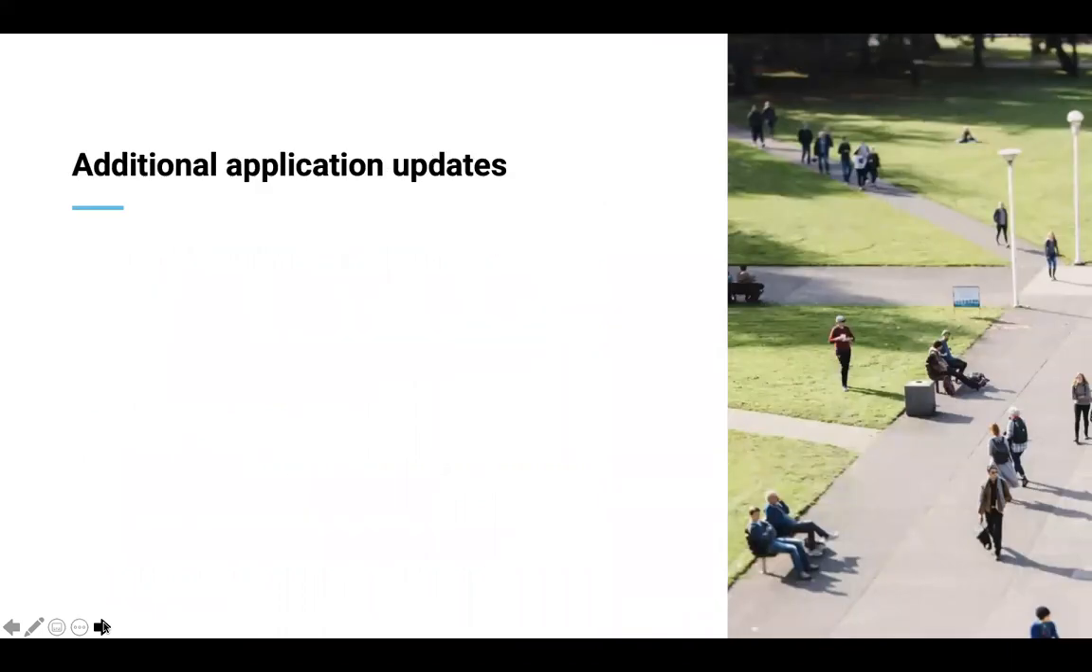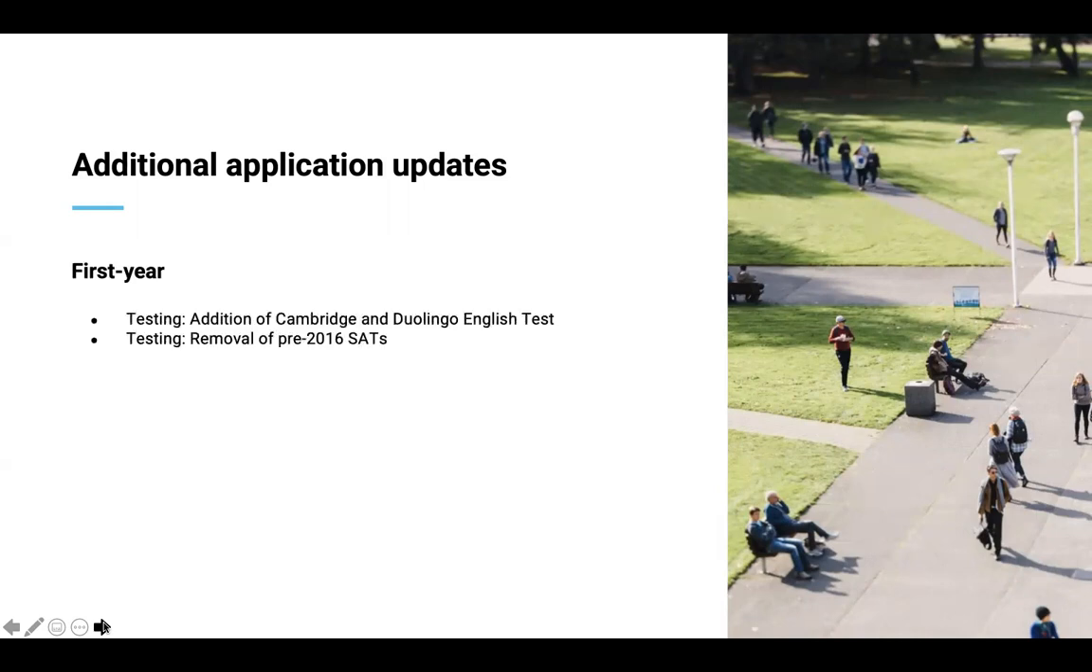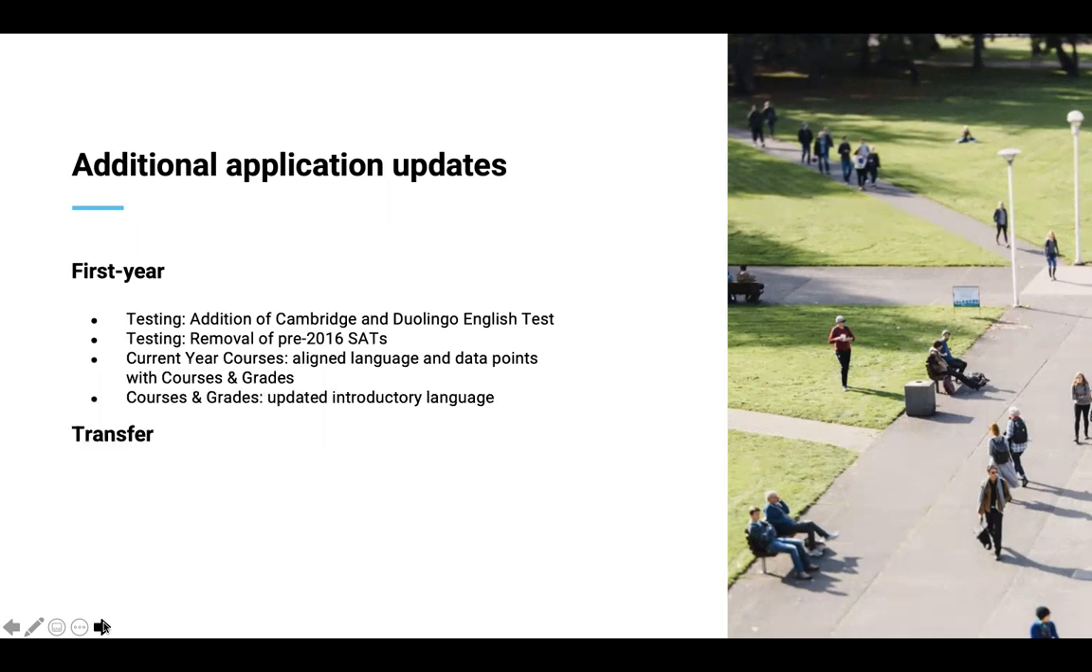So some additional updates. Yep. So I just clicked through the slide. And there were some extra things, but so for the first year system for testing, we did add Cambridge and Duolingo. We removed pre-2016 SATs since it most likely will not impact students who are now applying. For current year courses, we aligned that language and the data points within courses and grades. And so for those who might not be familiar with that section, it is a section within Common App where currently I believe we have about 50 institutions who want self-reported grades as part of the application process. It just sometimes makes it easier for decision making, particularly if they have an earlier deadline for scholarships, for example.